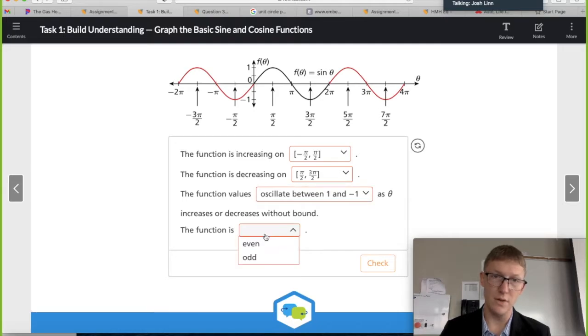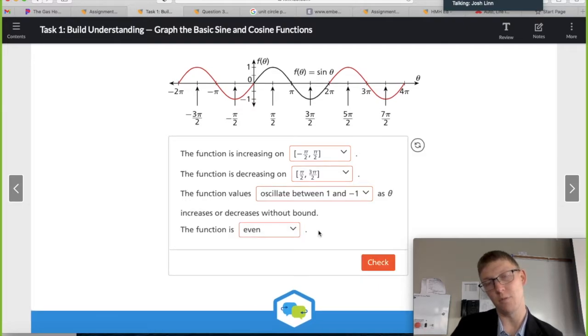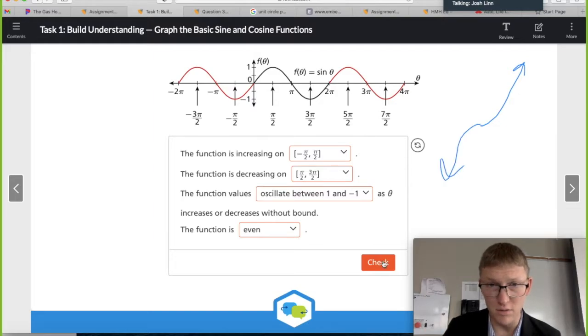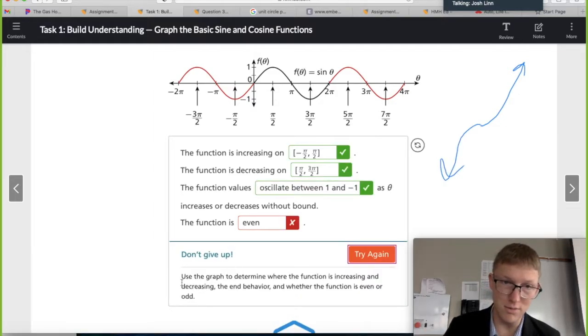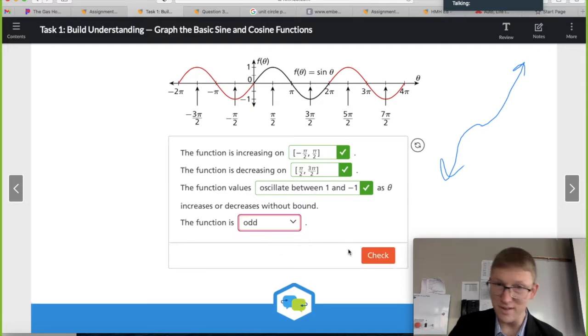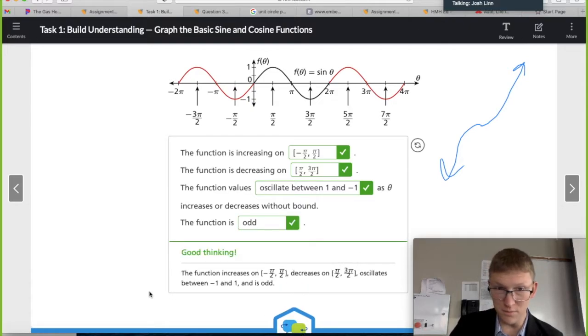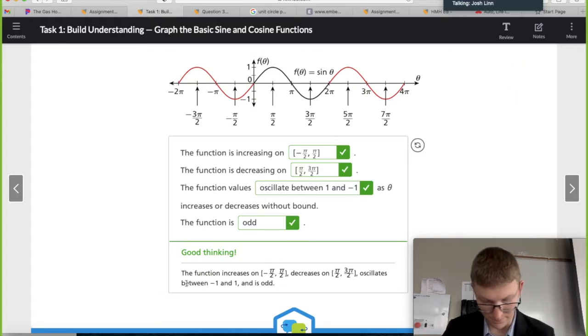The function is even. So remember, odd functions kind of go up like this. I think it's even. Man, I don't know. Let's check it. Oh, no. Try again. Is odd. Okay, yeah, the function is odd.